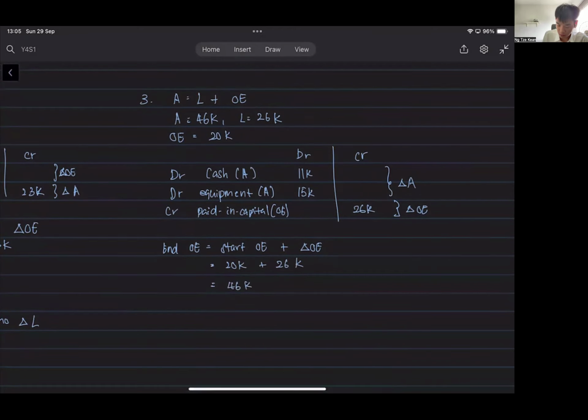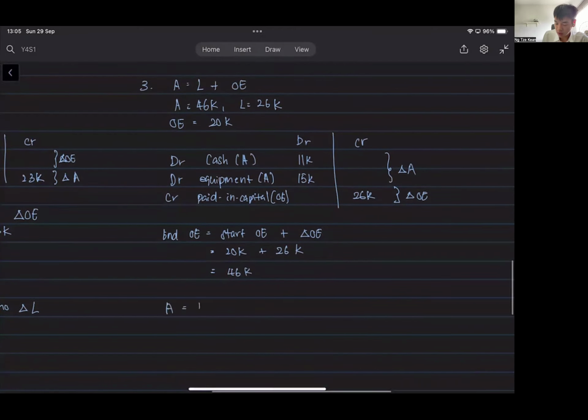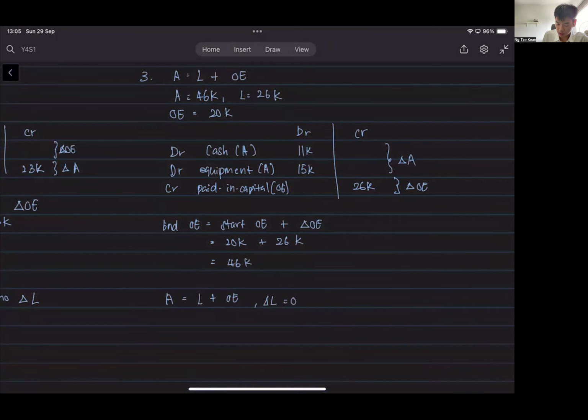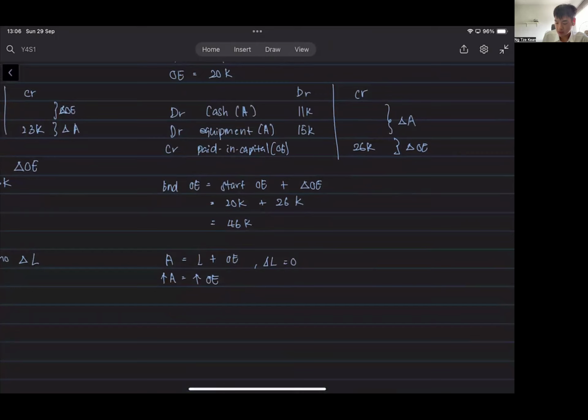And similarly, if you want to take the viewpoint of the asset, and we know that the change in liability is equal to zero, then we can say that the increase in asset must equal the increase in the owner's equity, right? So if the increase in asset is 11 plus 15, which is 26,000, right? Then the increase in owner's equity must be the same. And we can solve the equation for owner's equity, which would give you the same value of 46,000.